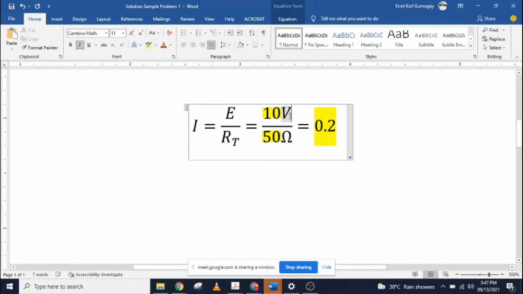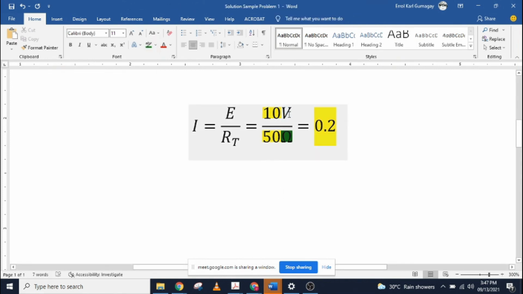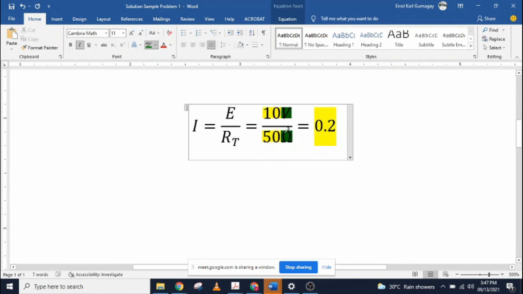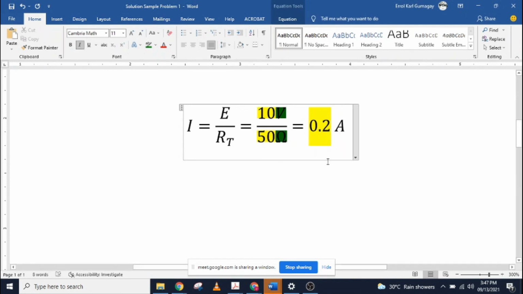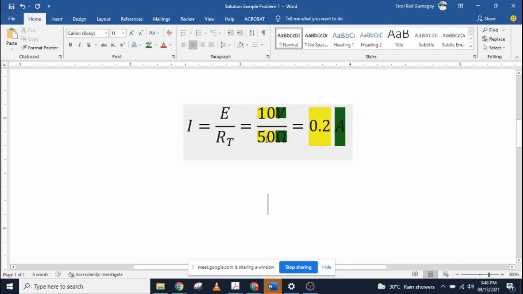Now, what about volt divided by ohm? Sa unit class, pag i-divide na ang volt sa ohm, amperes. 0.2 amperes, sir. Okay, very good. Totally correct. So meaning, 10 divided by 50 is 0.2. Volt divided by ohm is amperes.